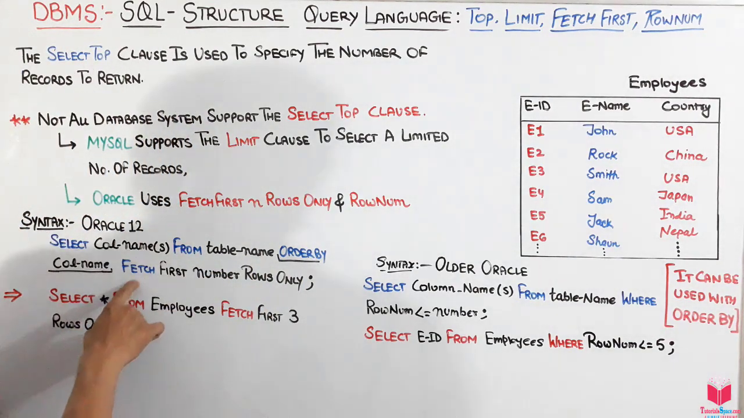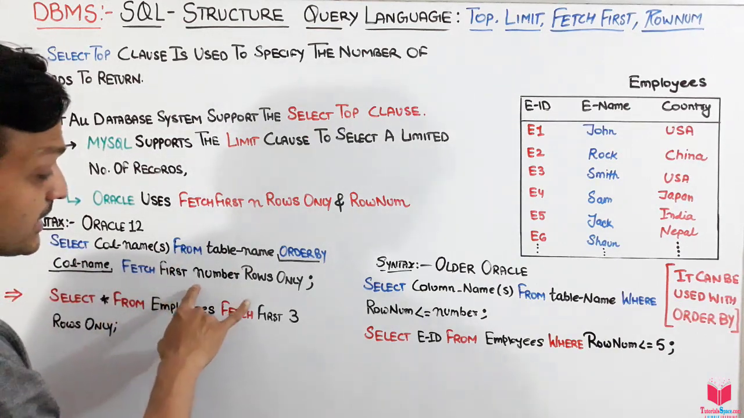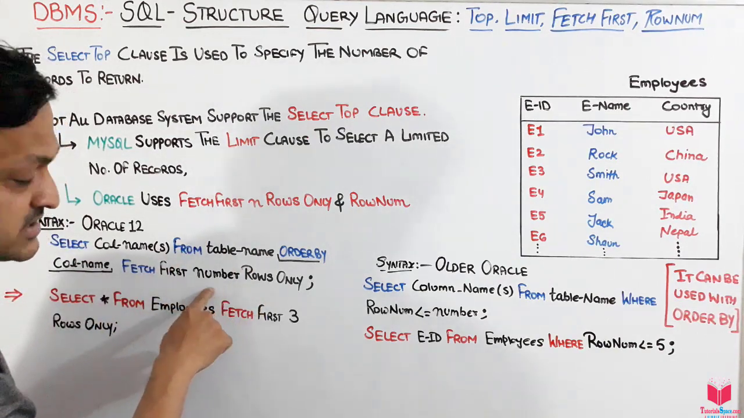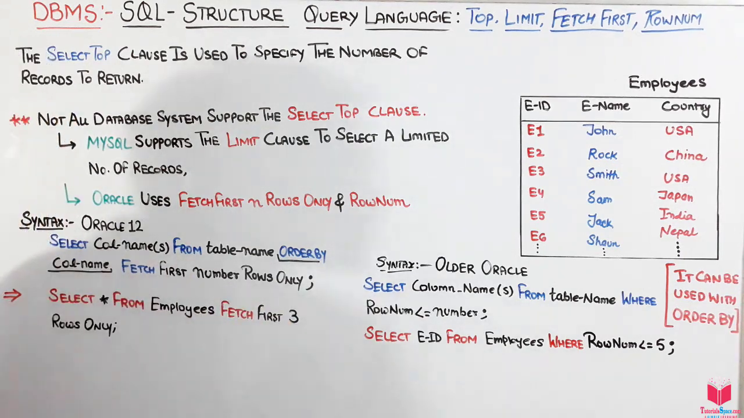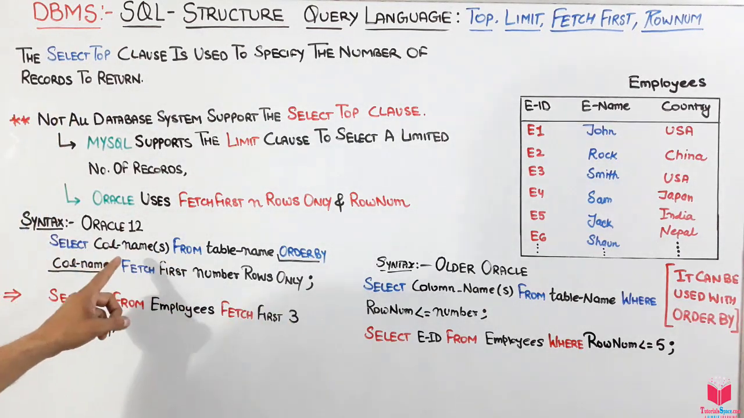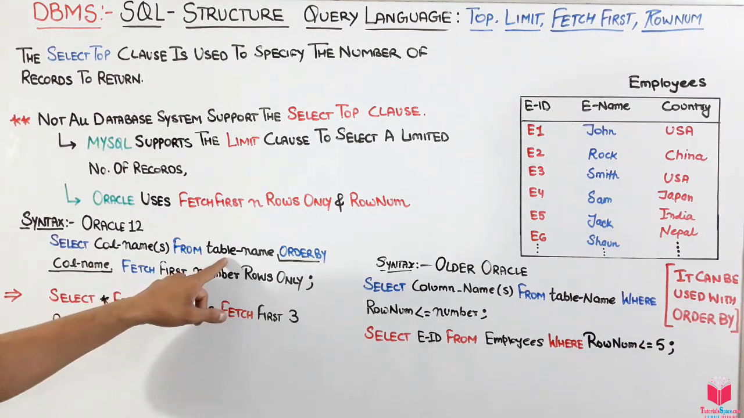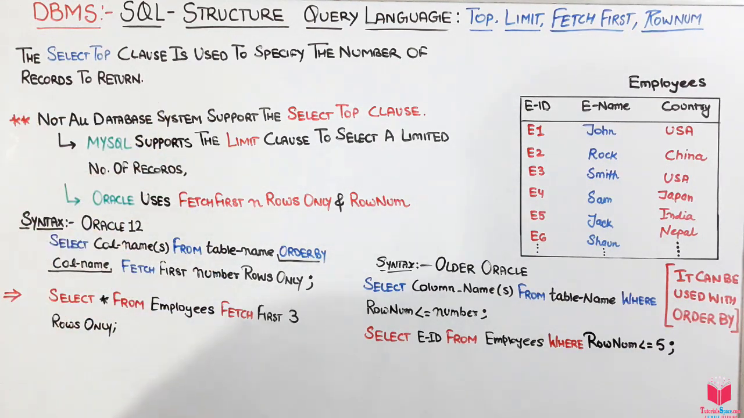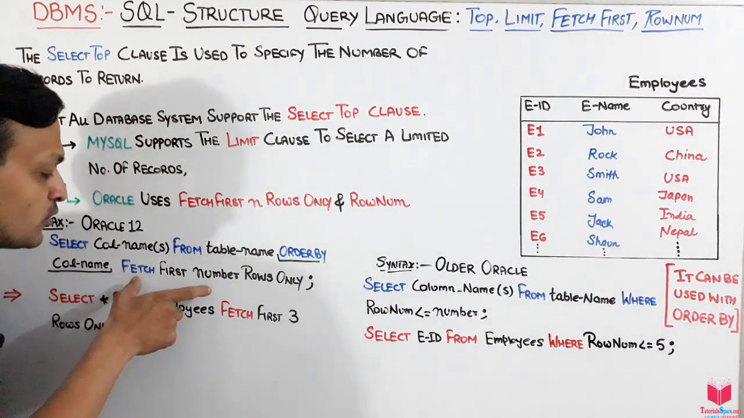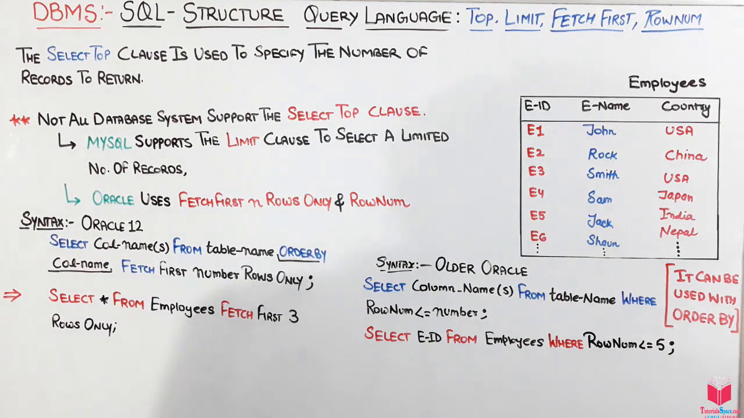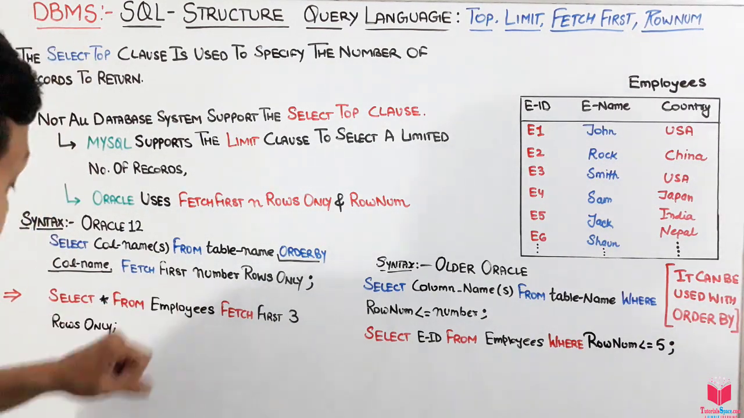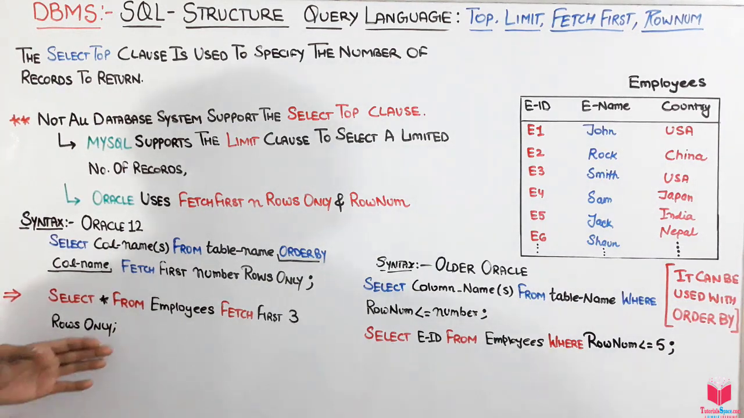After that, the main keyword is FETCH FIRST number, that is the number of rows you have to mention, then ROWS ONLY. So it will select these columns from this table, and from the rows that come, you only want to fetch the first three rows, four rows or five rows only. You have to mention that number there. So this is basically the query.